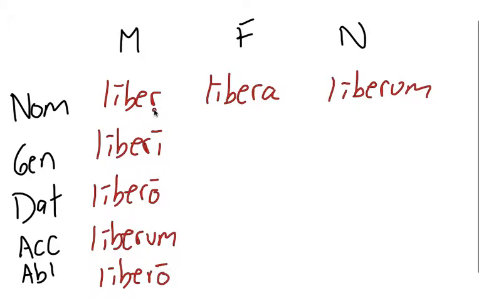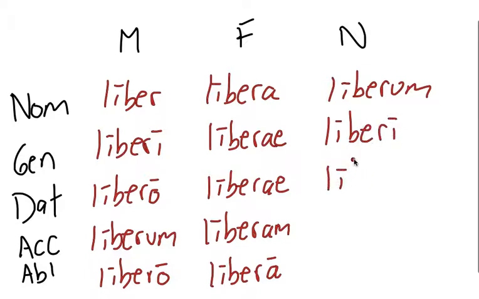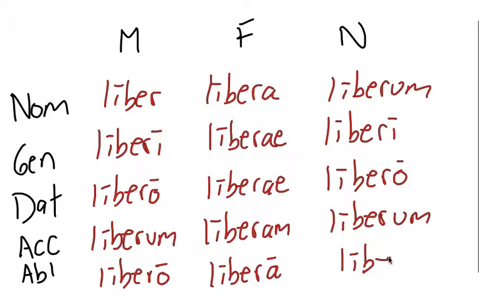Liber is going to modify any masculine noun. Then libera will look just like a first declension noun. So liberi, liberi, liberam for accusative, and libera for ablative. Remember that macron's really important there. And then in the neuter, liberum, liberi, libero, liberum, and libero, just like a second declension neuter noun like bellum or templum.